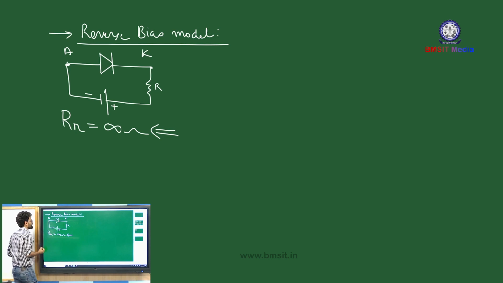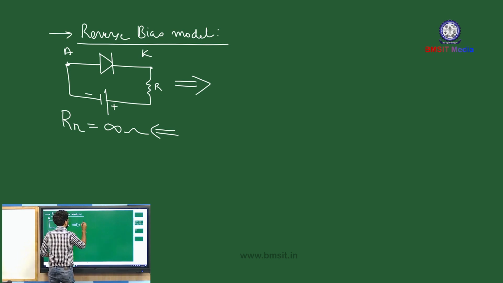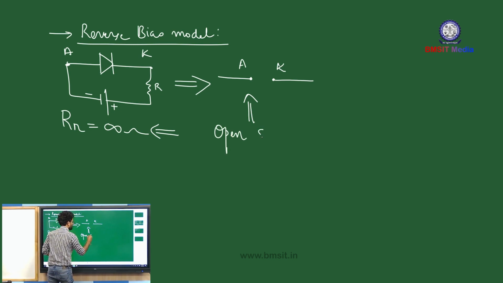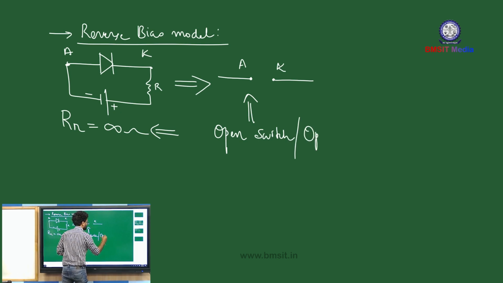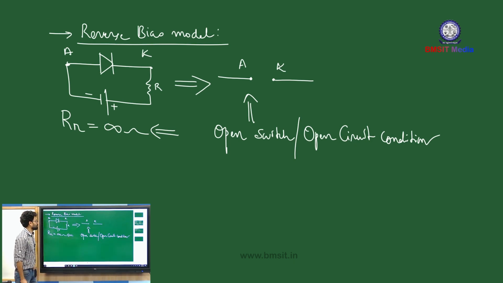During the reverse biasing condition, the equivalent circuit of the diode looks something like this. There is no interaction between the anode and cathode terminal. This is your anode terminal and this is your cathode terminal. This is analogous to the open switch condition, which is also called the open circuit condition.